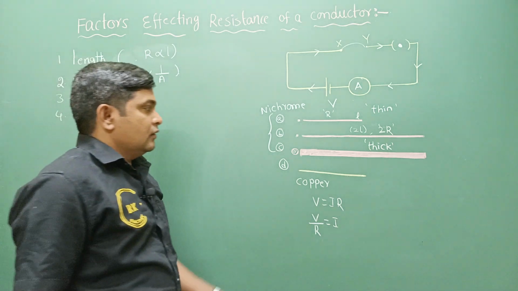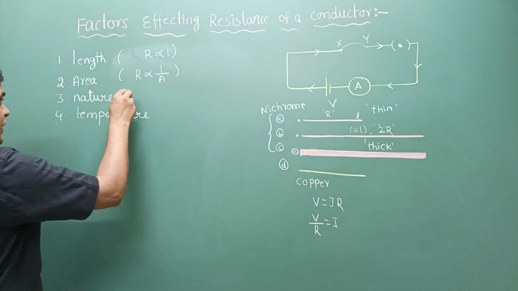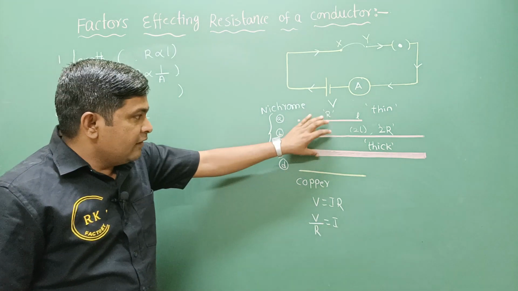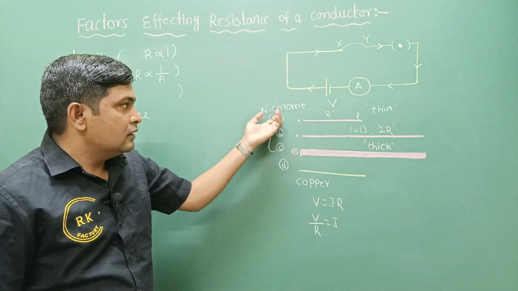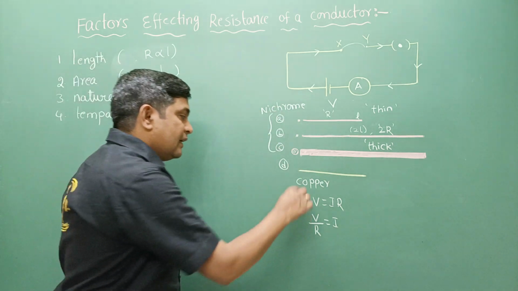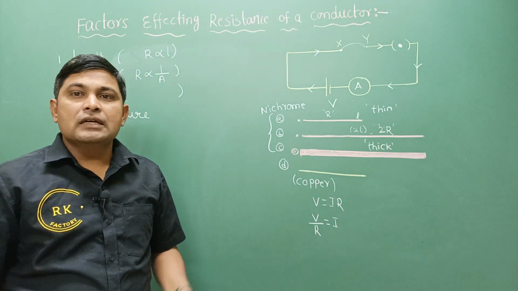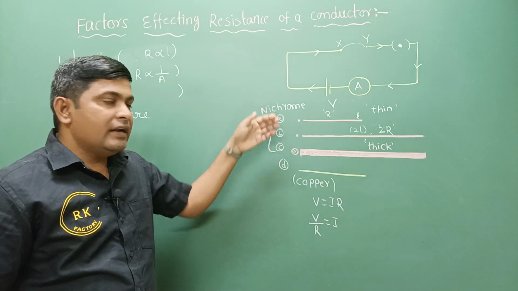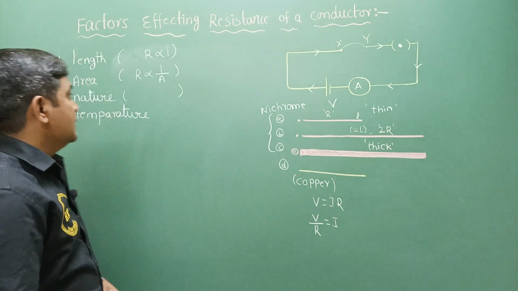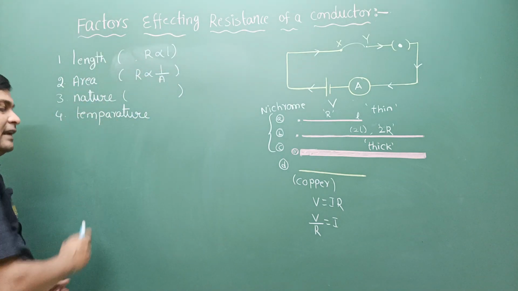Now we can think about another material, right? It is inversely proportional also, we understood. What about nature? These three wires that I have taken are nichrome. What about the fourth one? I am taking the copper wire, right? Copper wire, nichrome wire, different substances. So that is why resistance depends on their nature.